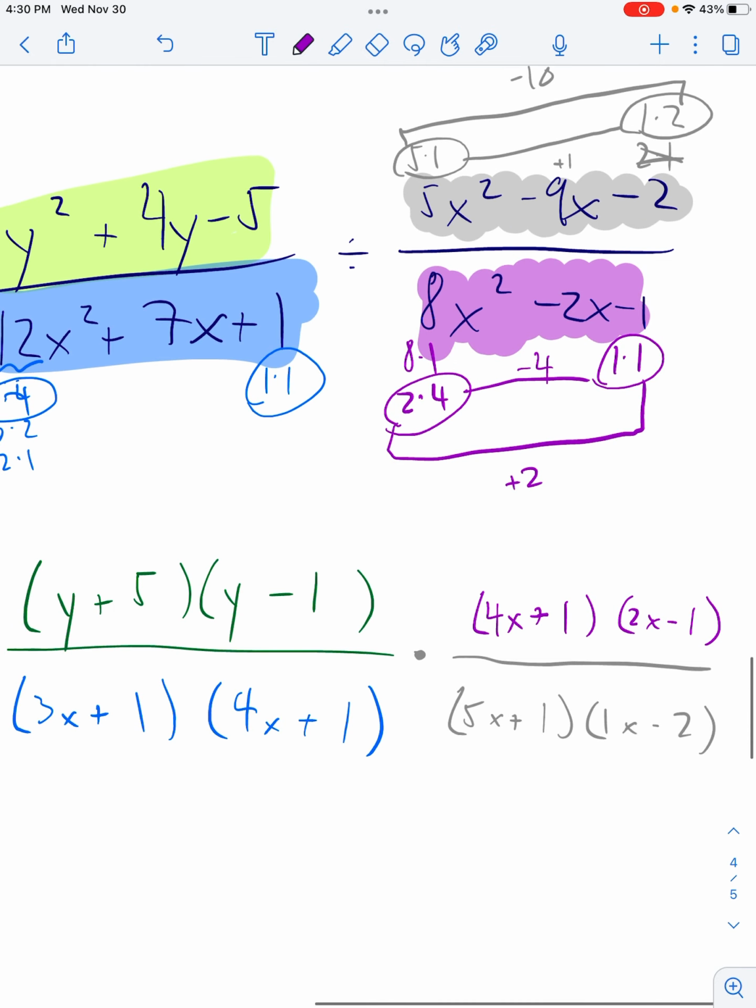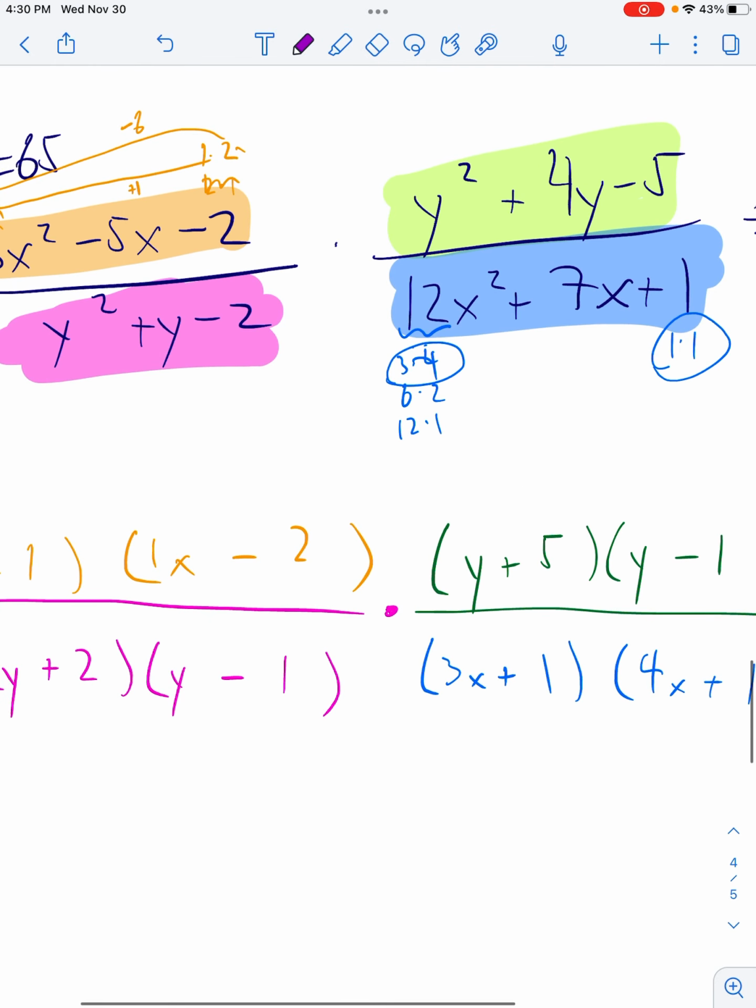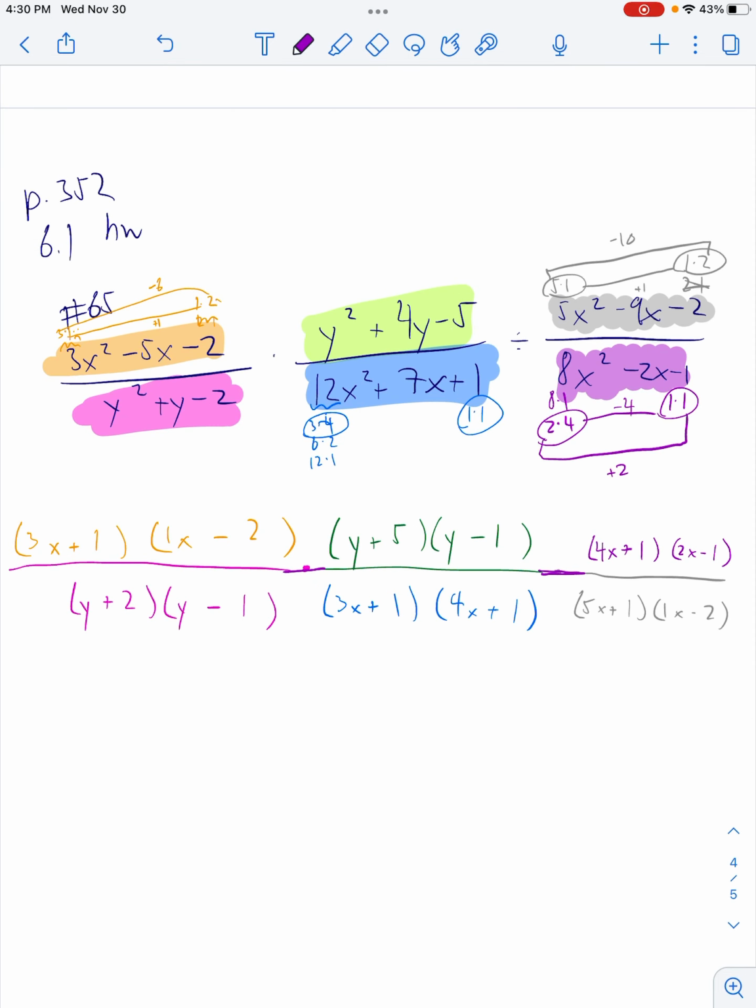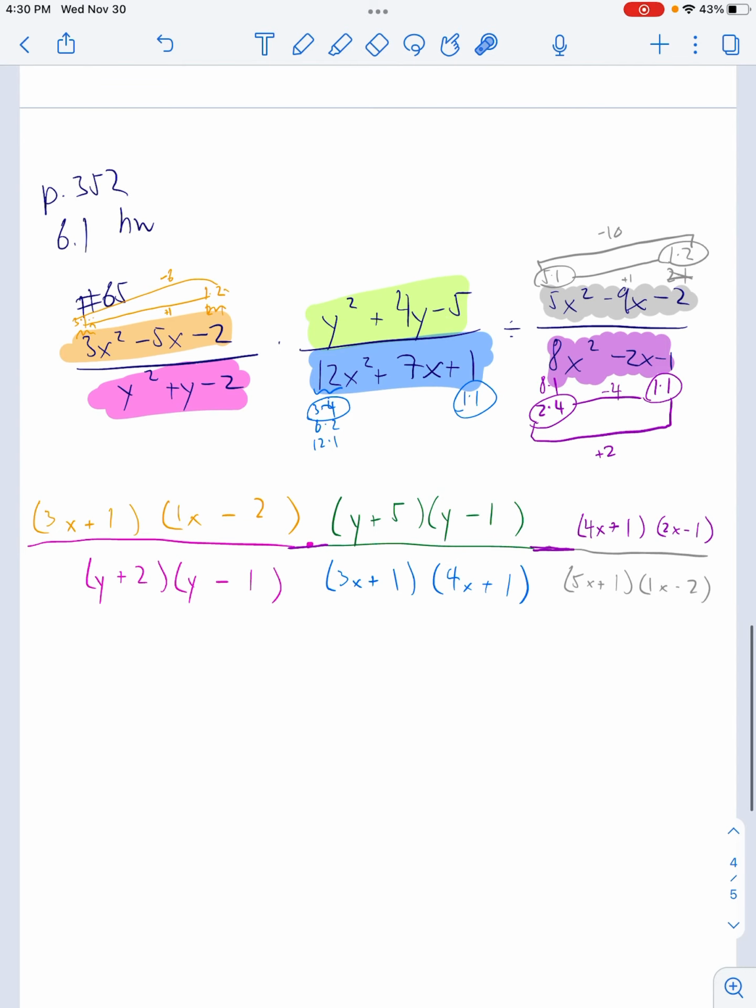Okay, so we multiply across the top. Instead of actually copying all this down, I'm just going to draw this. Right, they multiply together. So they just become one giant fraction. Okay. I'm not going to expand any of these, right? Because then I just have to factor, okay? So I'm ready to simplify.